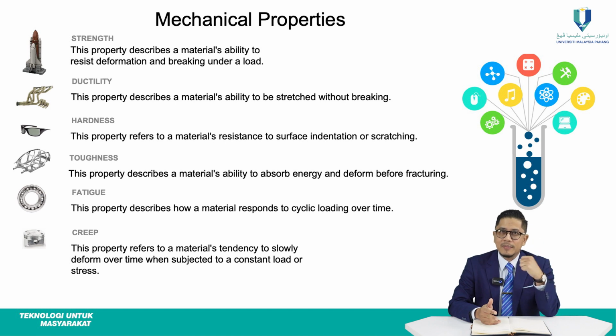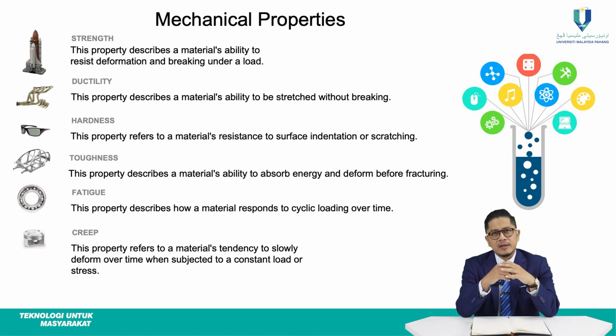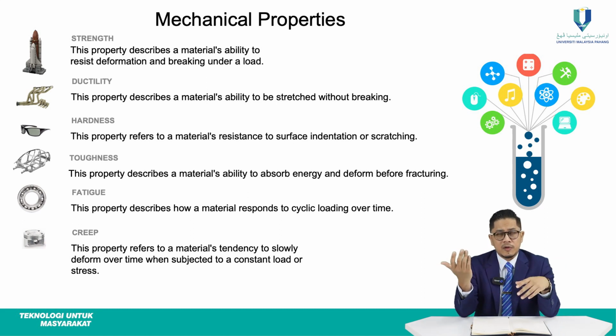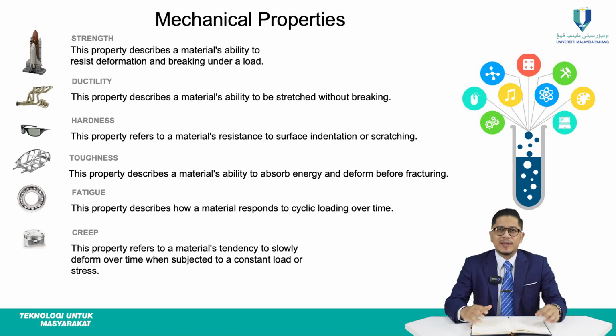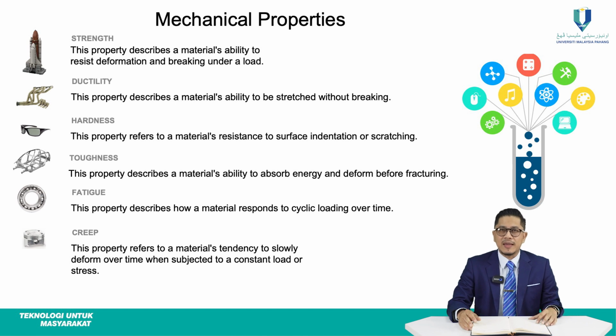Hardness is a mechanical property that describes a material's resistance to surface indentation and scratching. A harder material is less likely to be scratched or dented than other softer materials. This property is important in determining the material's durability and wear resistance. Hard materials such as diamonds and tungsten carbide are commonly used in cutting tools and wear-resistant coatings.